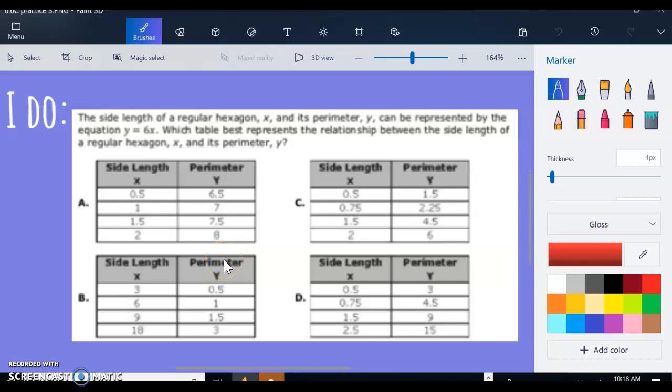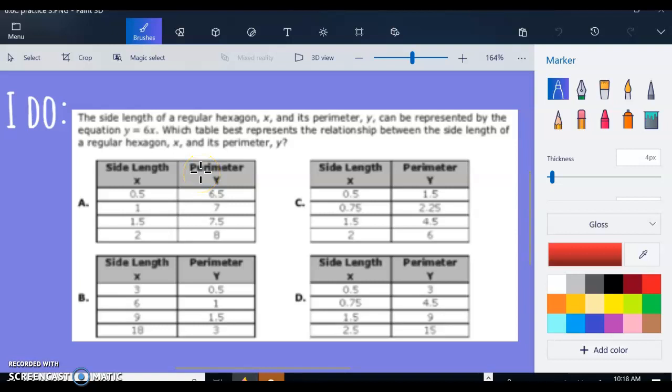Hey everybody, Mr. Tomich back again with another algebraic relationships problem. This time we're going to be analyzing the tables with an equation given, and we're going to figure out which table matches the equation given in the problem. So let's go ahead and start.